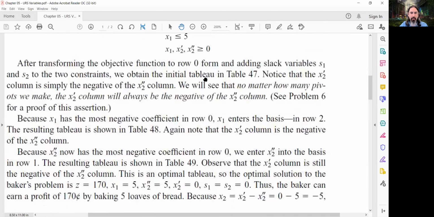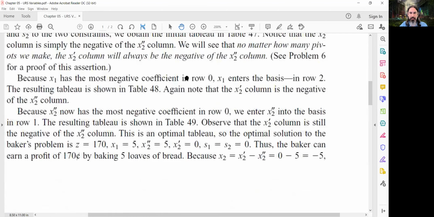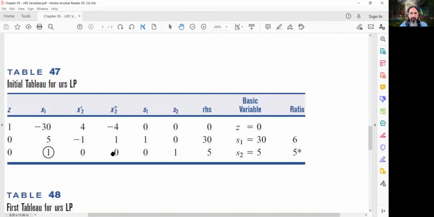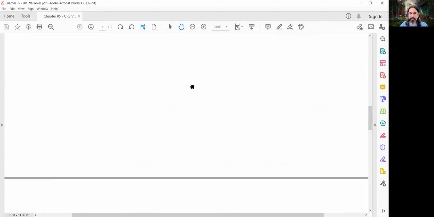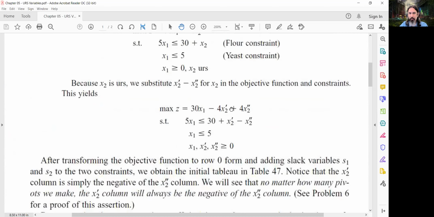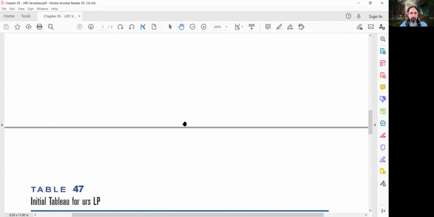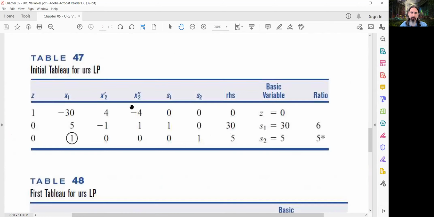So what we get from this, let's take a look. We need to change this into standard form. So we will send 30x1 to the left hand side, minus 4x2' to the left hand side, and plus 4x2'' to the left hand side. So minus 30, plus 4, minus 4. Okay, right hand side is 0. This is the left hand side. So the objective function is in the standard form now.